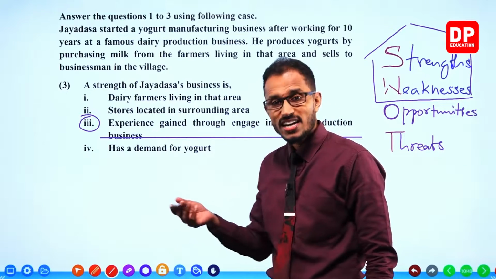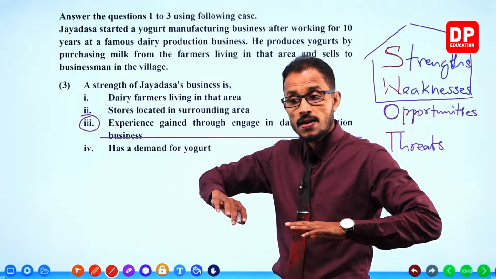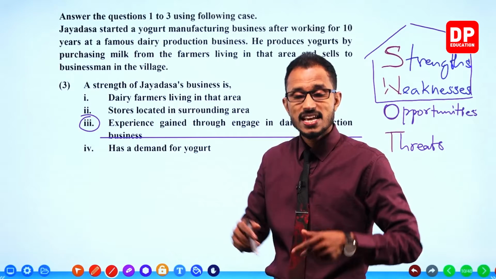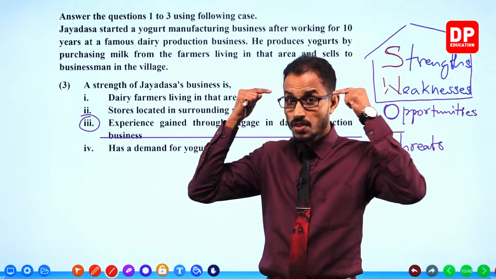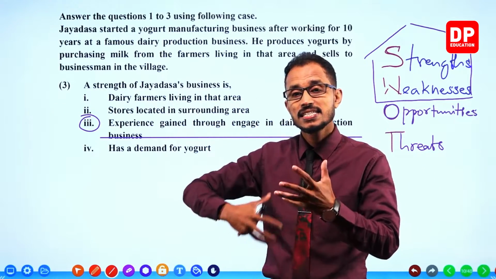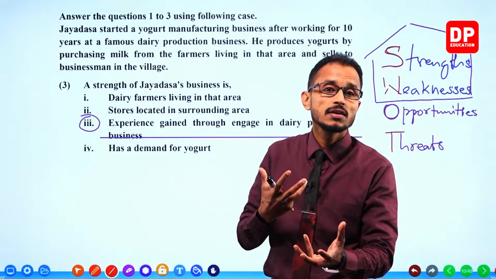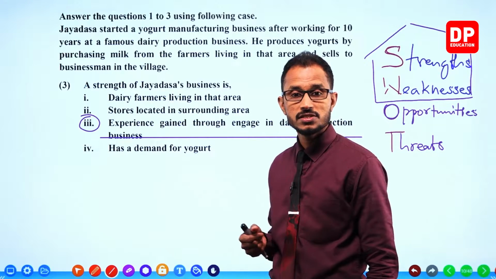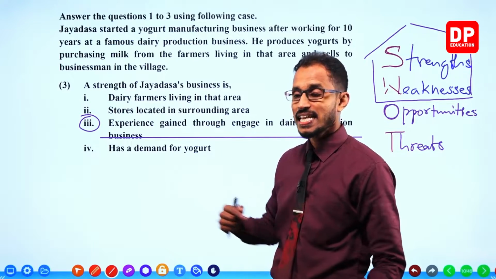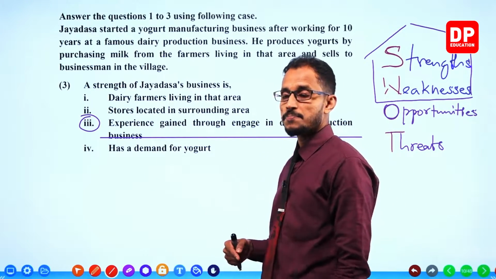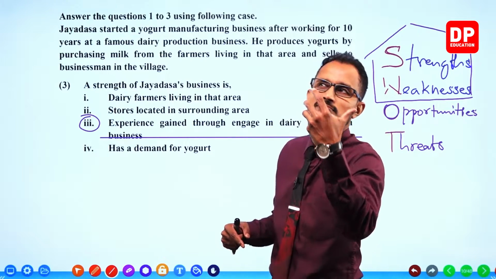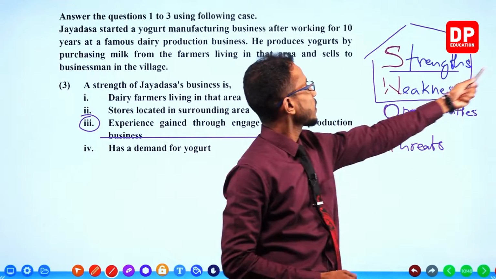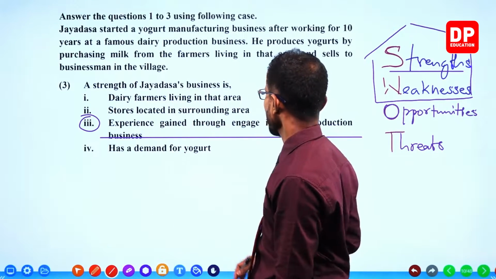As a worker, an employee in a large dairy production company, working in such a company, he has acquired a lot of experience, a lot of techniques and useful things, very useful for production of yogurt. That is a plus point in the internal environment, because that positive plus point is gained by the owner. So the owner is in the internal environment. That is a strength of the internal environment. Got it? Okay, that's it.